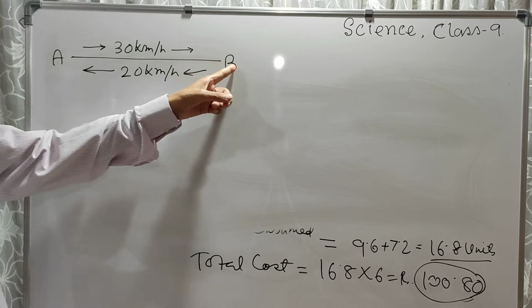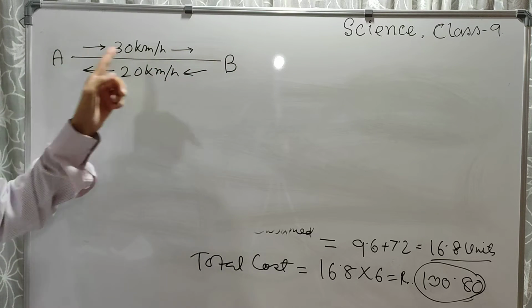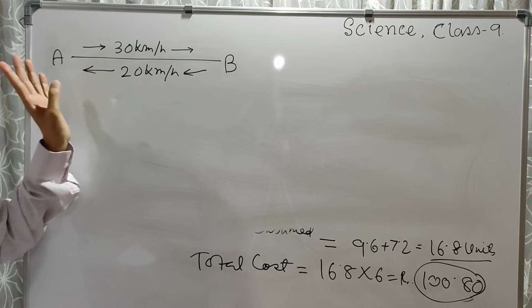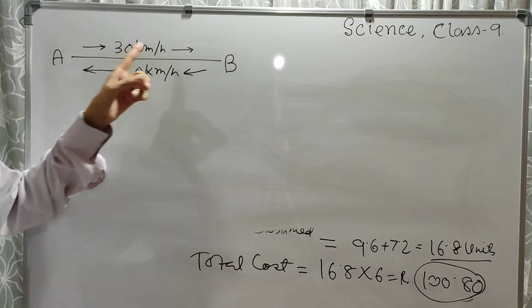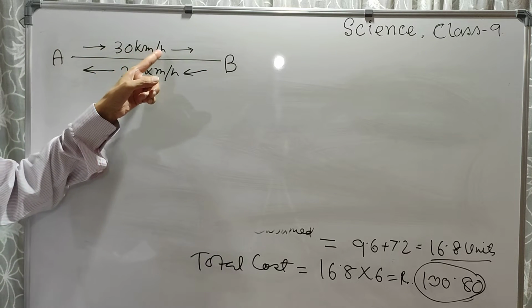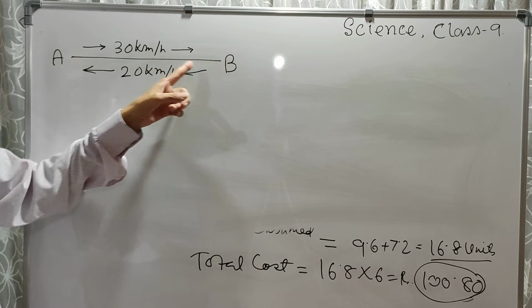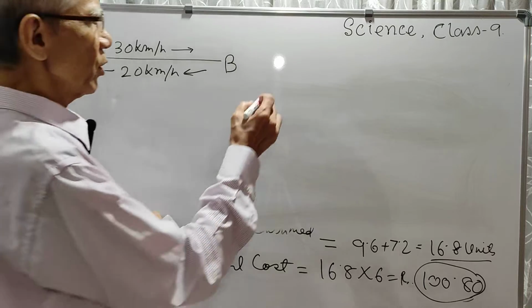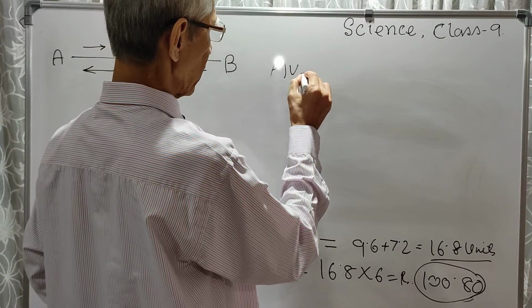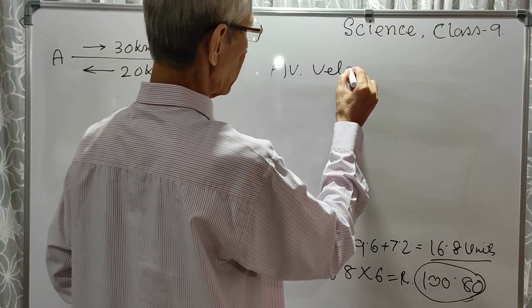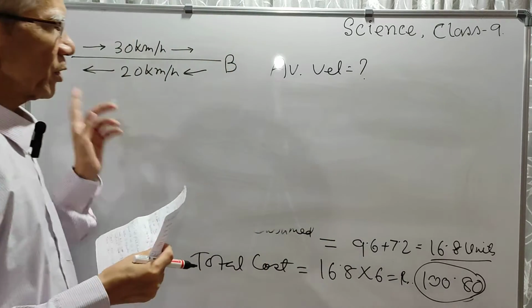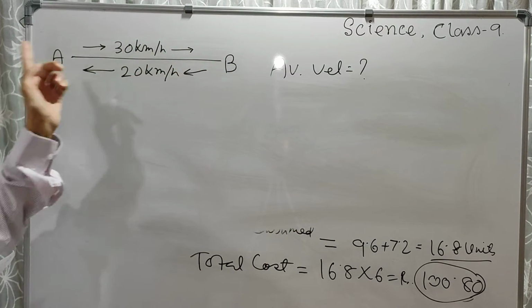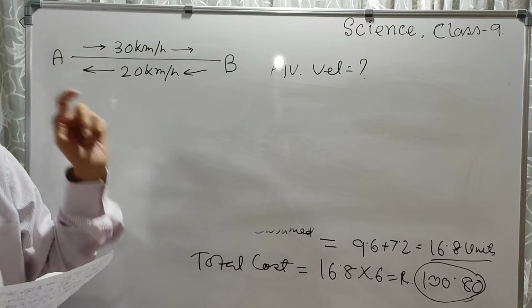So A to B is a straight road, and the distance is not given. You travel from A to B at 30 km per hour, and return from B to A at a lower speed, 20 km per hour. Now the question is, what is the average velocity for the whole journey? Whole journey means A to B, then B to A, the to and fro journey.